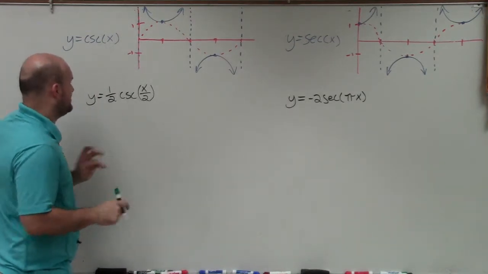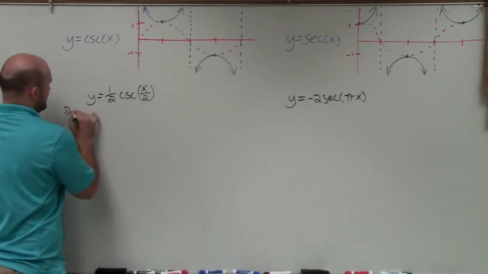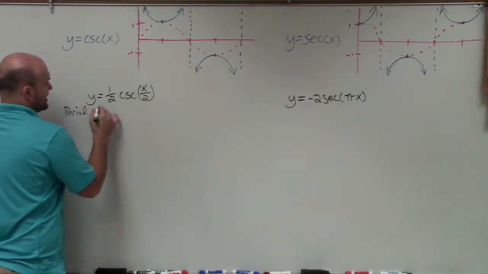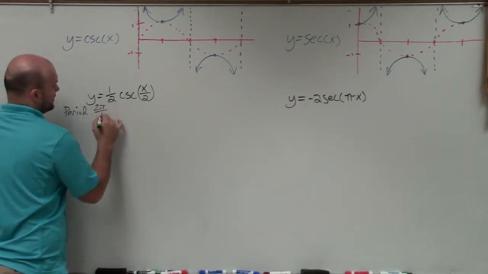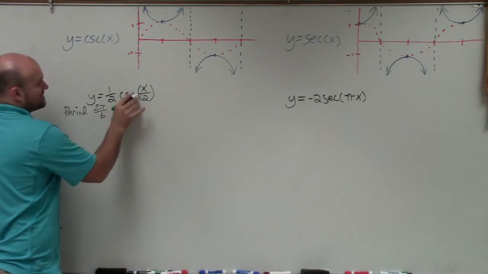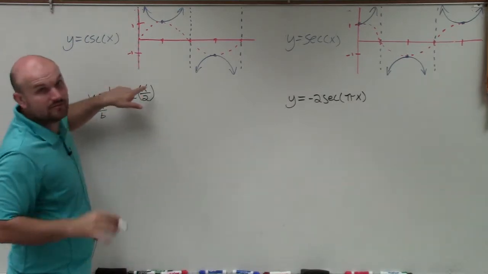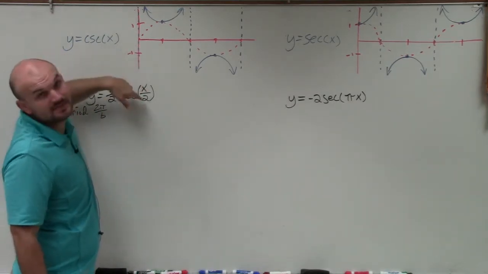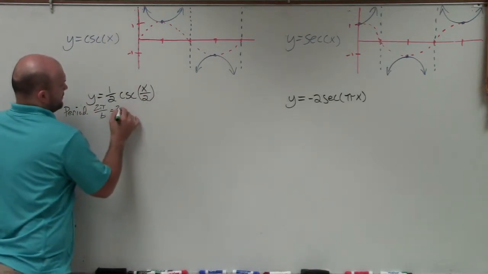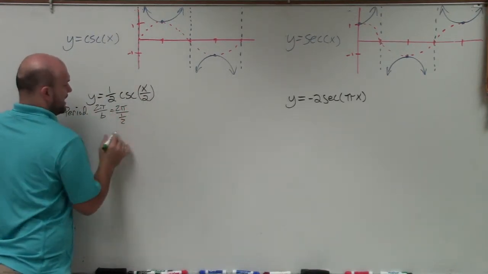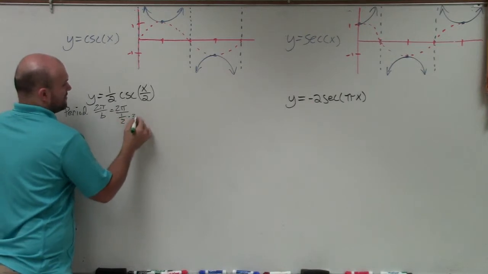Now remember, we don't need to worry about an amplitude, but we do need to figure out the period, which in this case is going to be 2 pi divided by b. Well, b in this case is going to be 1/2. Remember, there's a 1 in front of the x, and that 1 is being divided by 2. So therefore, we have 2 pi divided by 1/2. To solve here, I'll multiply by the reciprocal.